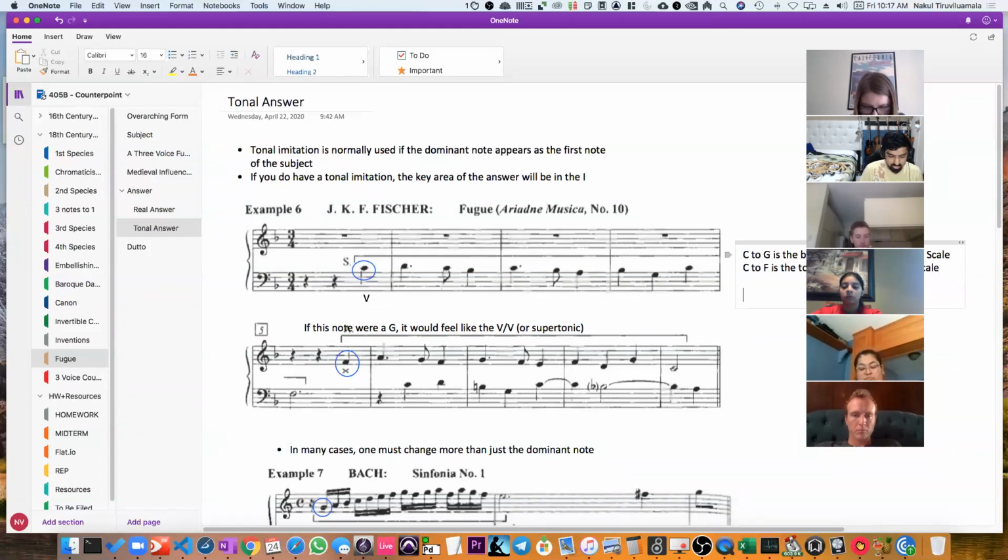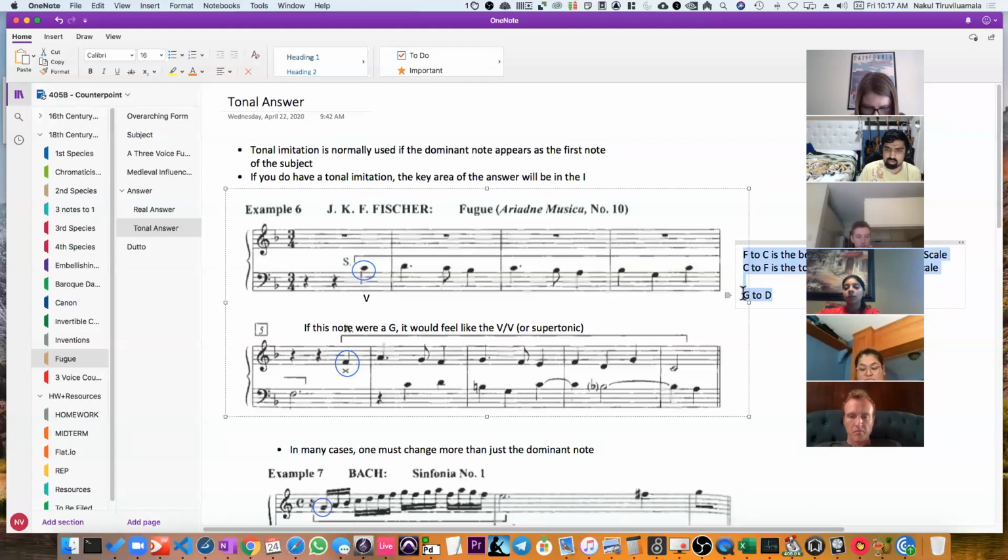Whereas G to D, if we did a real literal tonal answer, well, this is a bad example. This is a good example. I'm not paying attention to the example here. So let me actually try this. F to C. C to F is the top fourth of the F major scale, right? This should make sense. F to C is the bottom fifth of the F major scale. C to F is the top fourth.